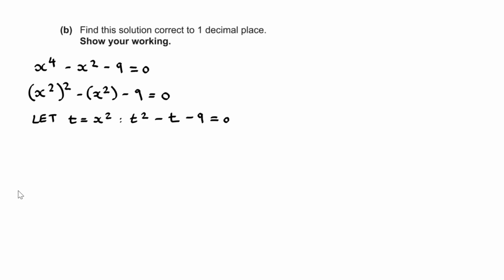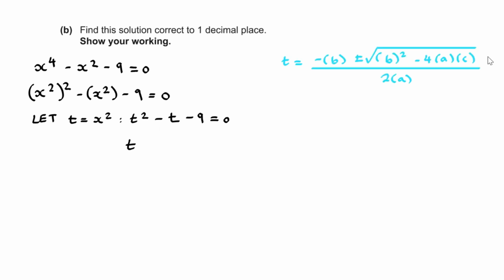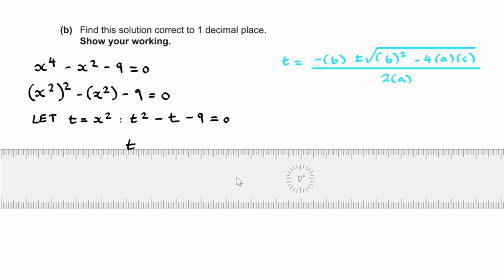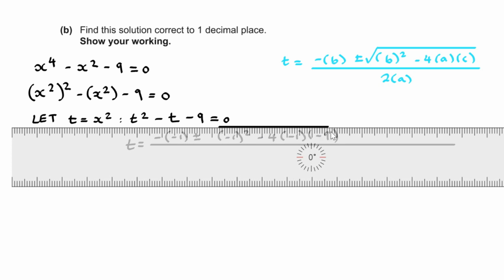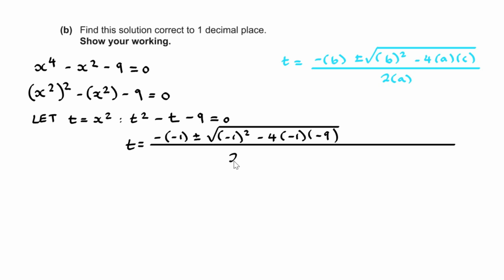So now let's attempt to find out what t is. We can use the quadratic formula, and just as a reminder, here is the quadratic formula. So t is equal to minus minus 1 plus or minus the square root of minus 1 squared minus 4 lots of 1 lots of minus 9, and then we divide by 2 lots of 1. So here we've got 4ac.